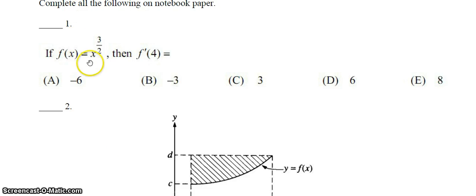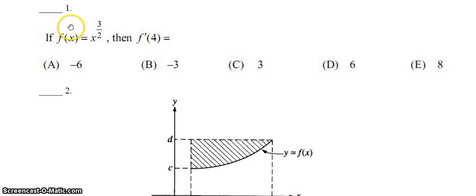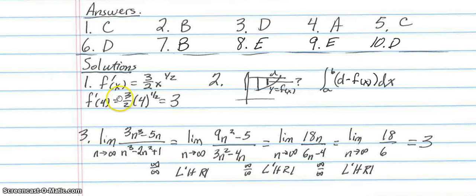Okay, so let's recap for the review 3. For number 1, we got f prime of 4. That's what we're looking for. Pretty straightforward. F prime, plug it in.